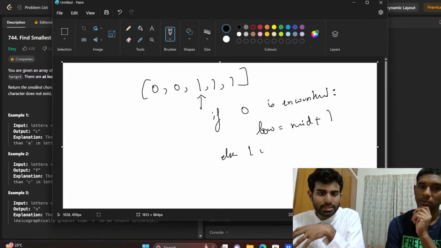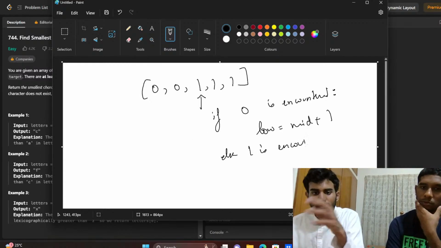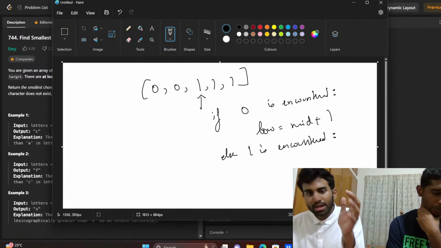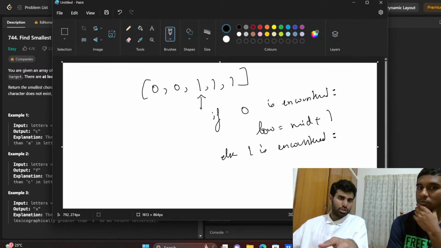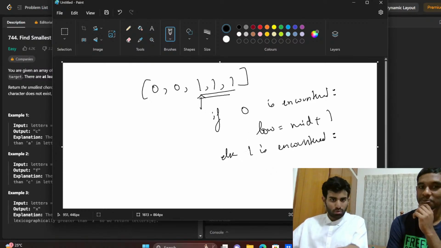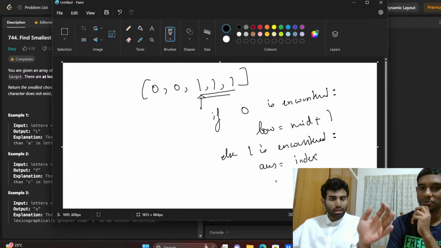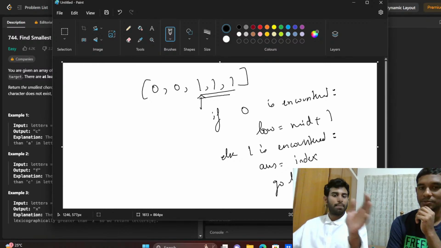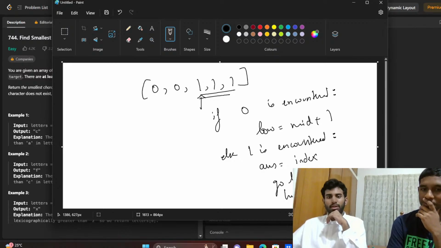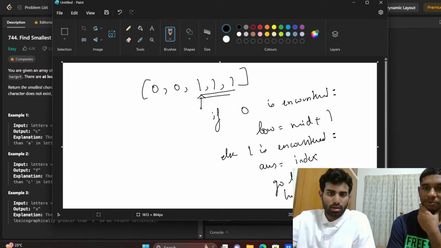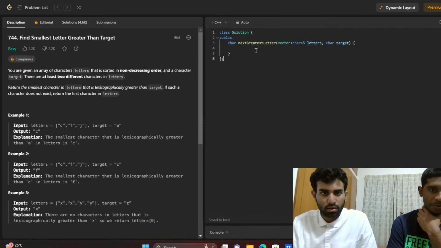Otherwise, if one is encountered, this is the place where you need to be careful, because some people say that if one is encountered, we just return the answer, which is wrong in this case because there are multiple cases where one is encountered. So let's say we have a variable, store the index where this one is encountered, and then go left. And why do you go left? Because there can be another, smaller one on the left side. So how do you go left? You just do high equal to middle minus one. So this is the approach, and we'll look at coding it out as well. So let's get started.